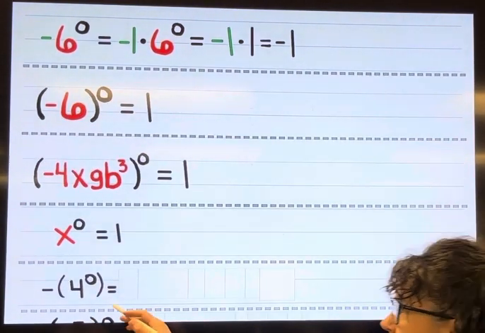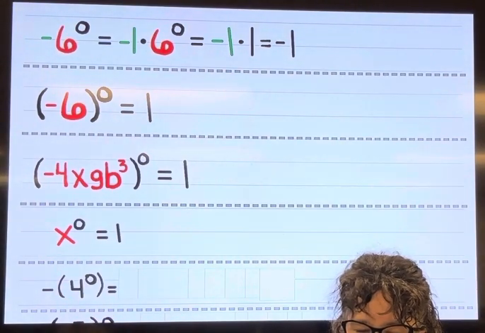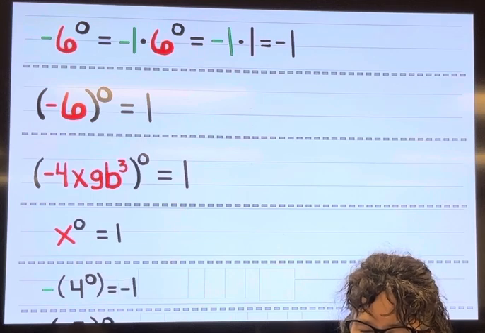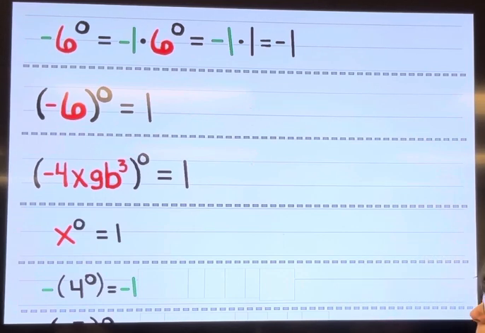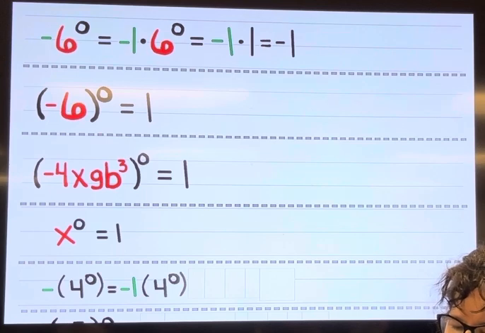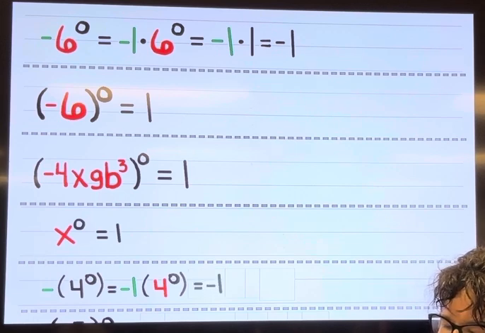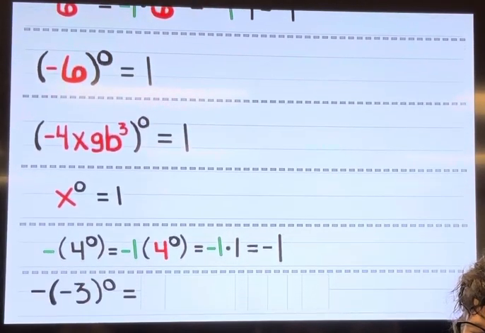Now in this one, the negative is on the outside, so if the negative is on the outside, it's just going to be hanging out there. So that is the -1. And then that's being multiplied by 4 to the 0. The number 4 is to the 0 power. So that is going to equal -1. And then the answer to 4 to the 0 is 1. And -1 times 1 is -1.